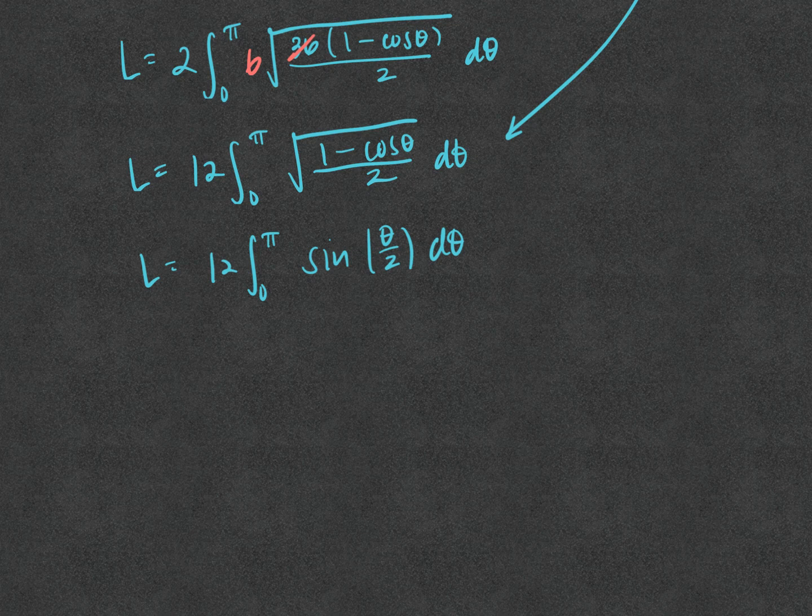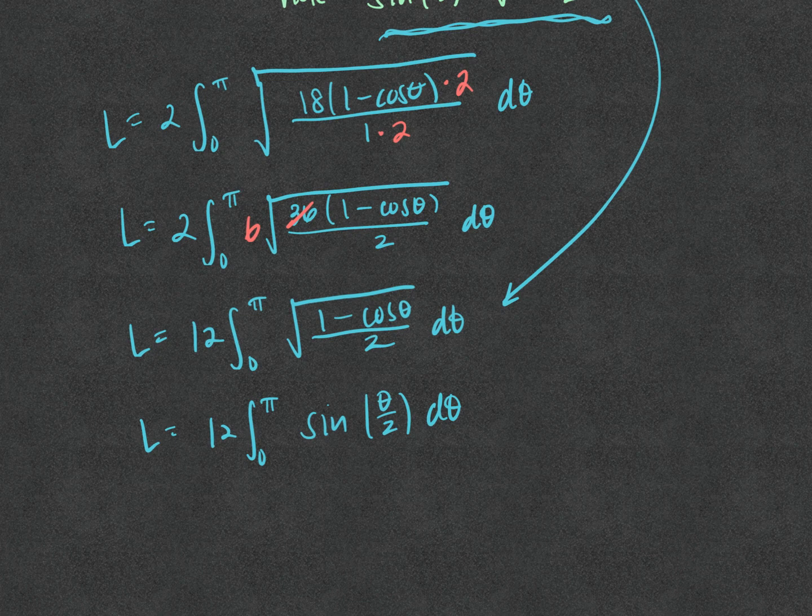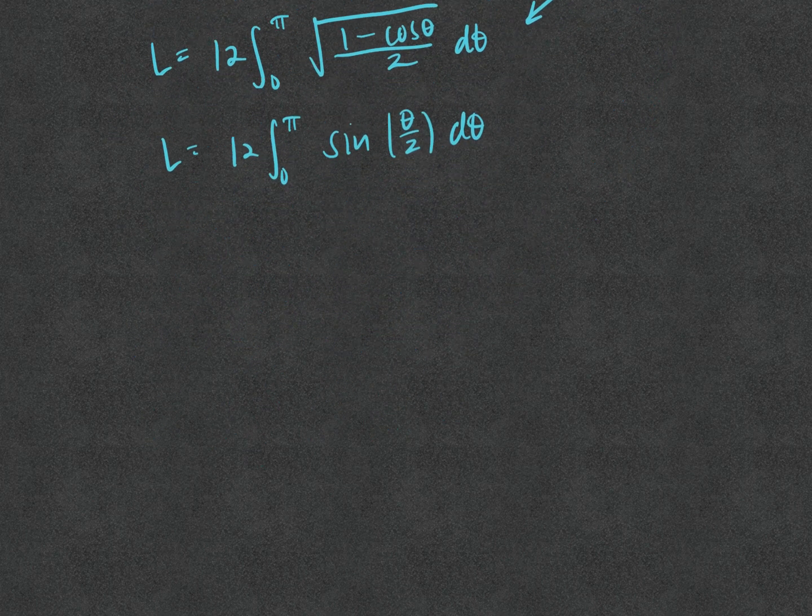Now that was a pretty big jump. So the creative part is multiplying by 2 on the top and in the bottom to make it look like what we needed for the identity, that half angle identity that you never thought you'd see again.